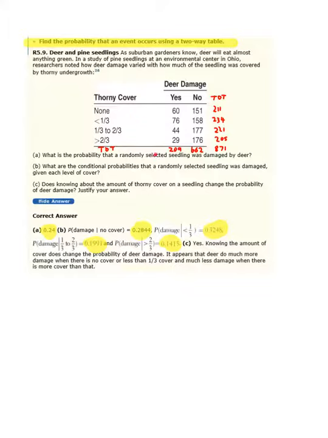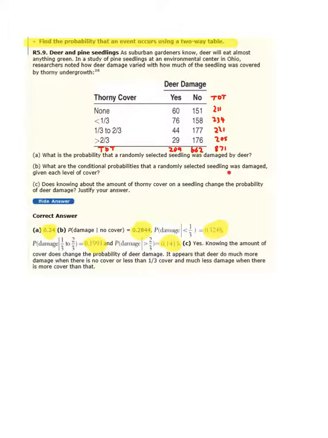Well, as you know, you have to put the totals into the two-way table so that you can answer these what-is-the-probability questions. So what is the probability of randomly selecting a seedling that was damaged by the deer? That'd be this number, 209 out of 871, changed to the decimal 0.24.